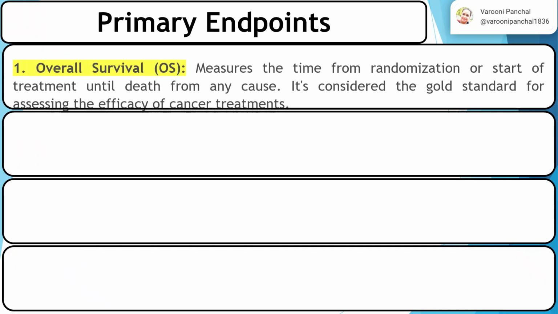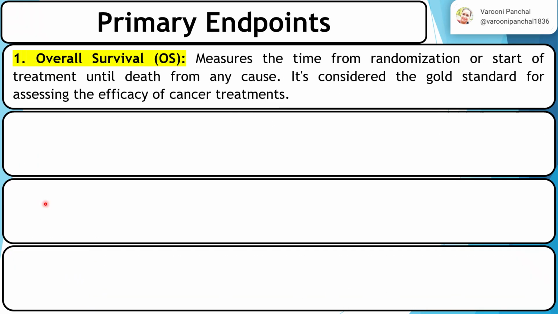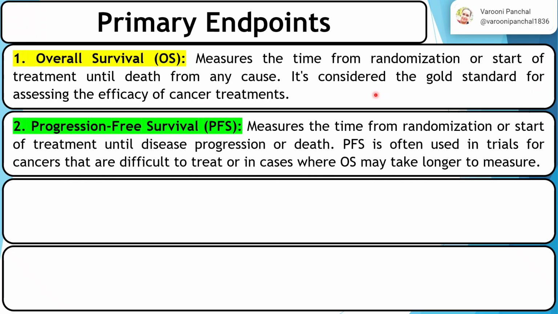Primary endpoints. Overall survival (OS) measures the time from randomization or start of treatment until death from any cause. It's considered the gold standard for assessing the efficacy of cancer treatments. Progression-free survival (PFS) measures the time from randomization or start of treatment until disease progression or death. PFS is often used in trials for cancers that are difficult to treat or in cases where OS may take longer to measure.